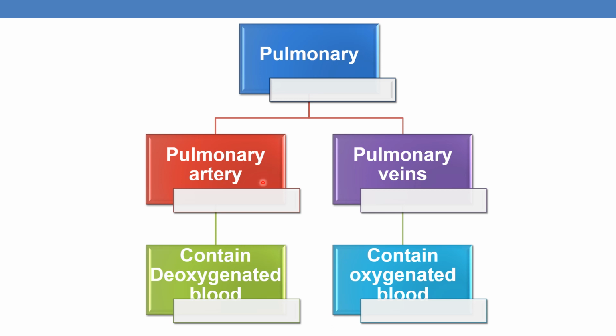The pulmonary artery supplies deoxygenated blood to the lungs. Lungs are the place where gaseous exchange takes place and deoxygenated blood is converted into oxygenated blood. And from the lungs, the pulmonary veins carry oxygenated blood to the left atrium. The left atrium receives oxygenated blood from 4 pulmonary veins. The pulmonary veins contain oxygenated blood and pulmonary arteries contain deoxygenated blood. Please remember this point.